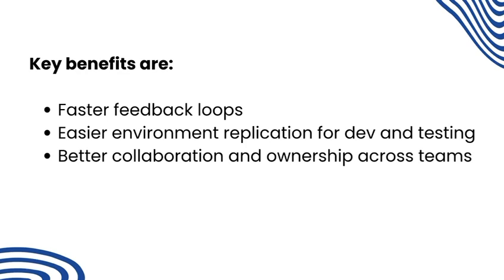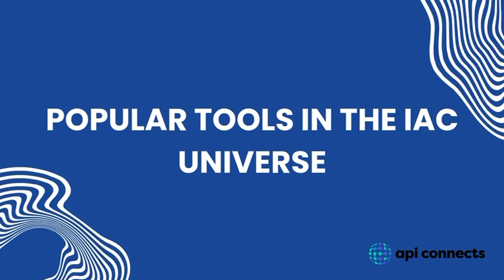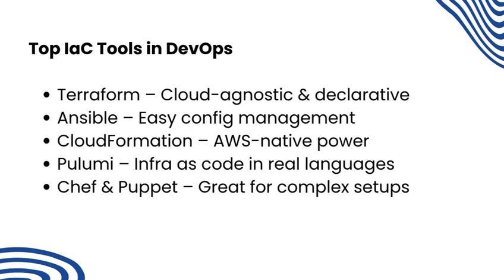If you're wondering where to start, here are the tools ruling the IaC DevOps ecosystem. Terraform. It's cloud agnostic, open source, declarative syntax. Ansible. It's great for configuration management. AWS CloudFormation. It's perfect for AWS native stacks. Pulumi. You can code your infra using real programming languages. Chef and Puppet. Powerful config management for complex environments. Each has its strengths. You can choose based on your stack, team skill set, and scale.